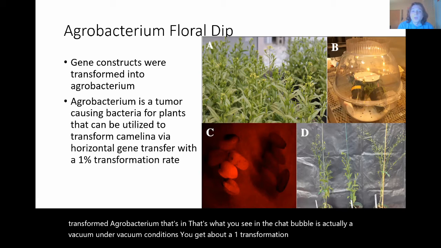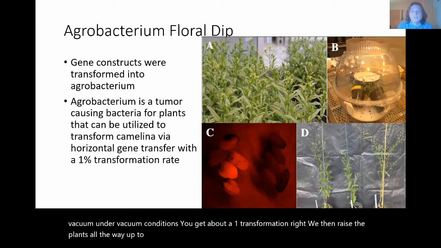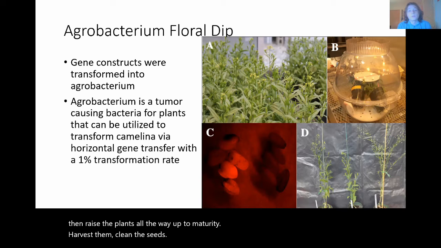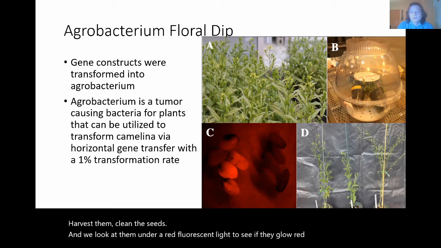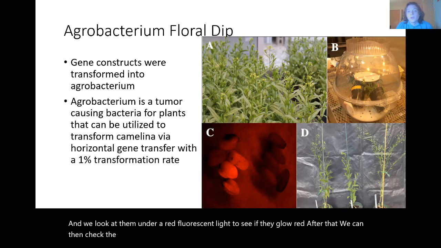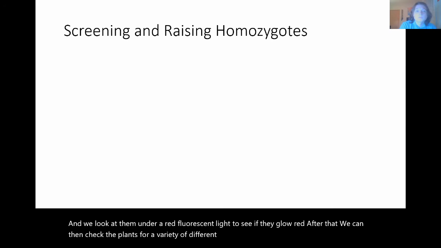We then raise the plants all the way up to maturity, harvest them, clean the seeds, and then we look at them under a red fluorescent light to see if they glow red. After that, we can then check the plants for a variety of different characteristics. So, screening and raising our homozygotes.